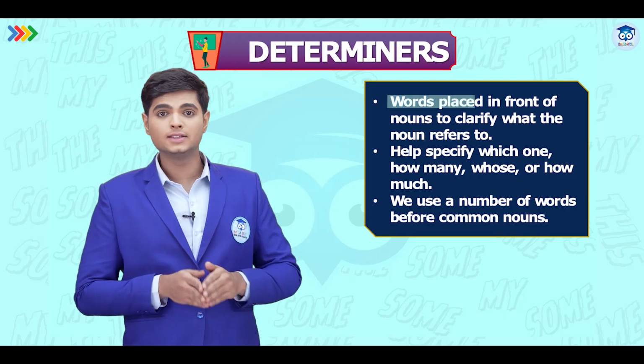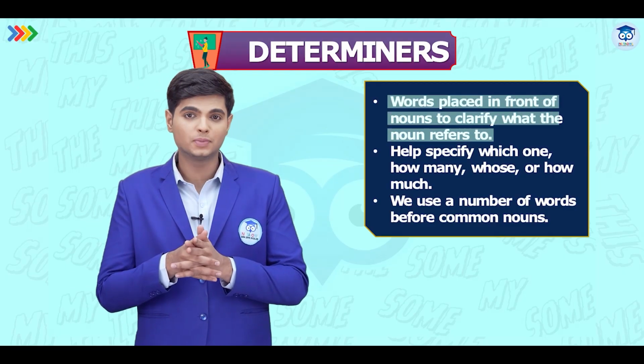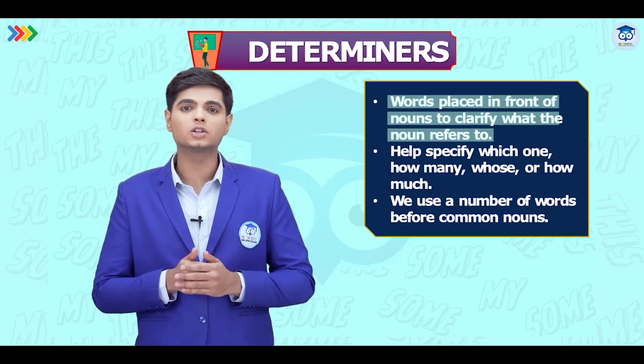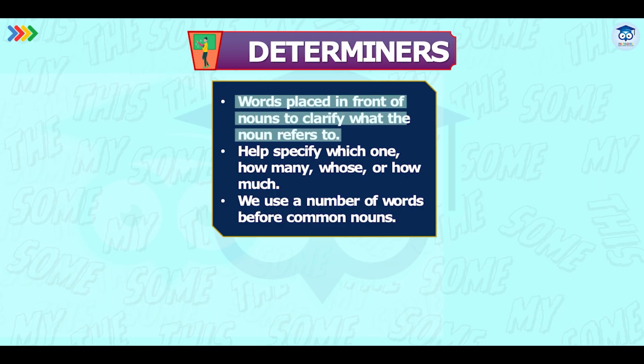These are words placed in front of nouns to clarify what the noun refers to. In simple terms, determiners help the listener or reader understand exactly what or how much we are talking about. Now, what do they actually do? They help specify which one, how many, whose, or how much. Without determiners, our sentences would often be vague or confusing. And finally, remember that we use a number of words before common nouns to give more detail or context. These words are what we call determiners.